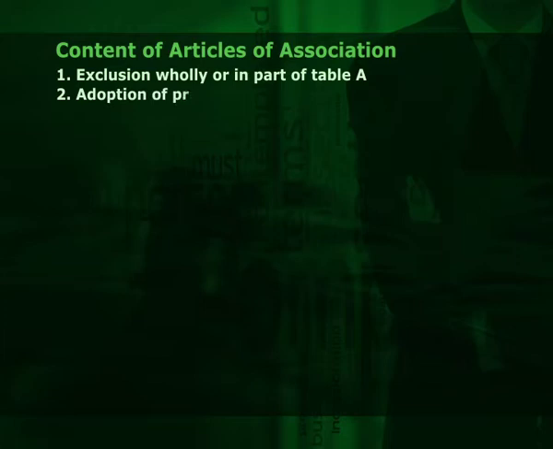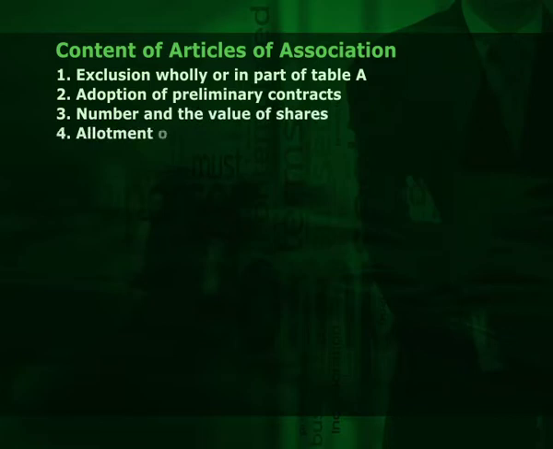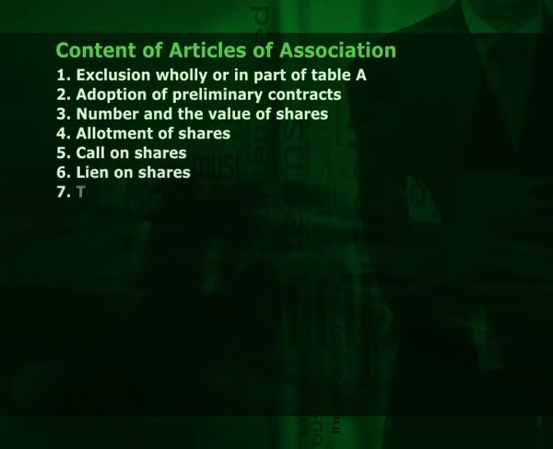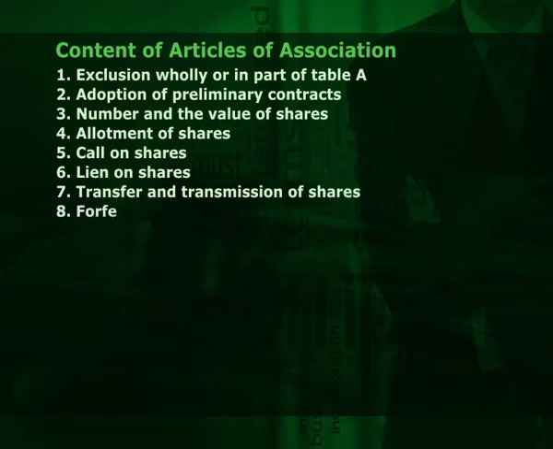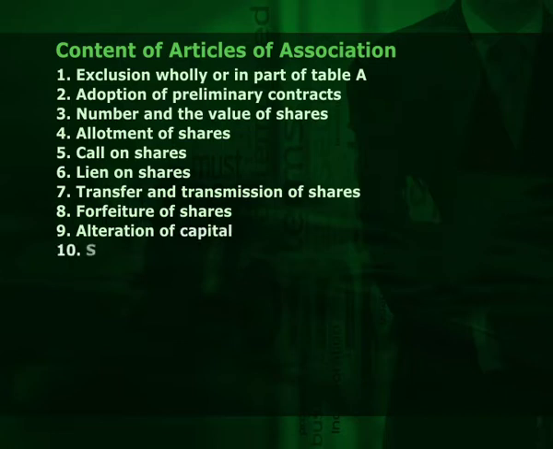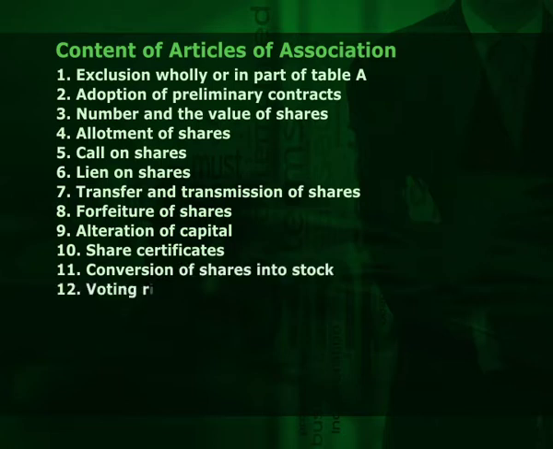It must include, first, exclusion wholly or in part of Table A. Second, adoption of preliminary contracts. Third, number and the value of shares. Fourth, allotment of shares. Fifth, call on shares. Sixth, lien on shares. Seventh, transfer and transmission of shares. Eighth, forfeiture of shares. Ninth, alteration of capital. 10th, share certificates. 11th, conversion of shares into stock.